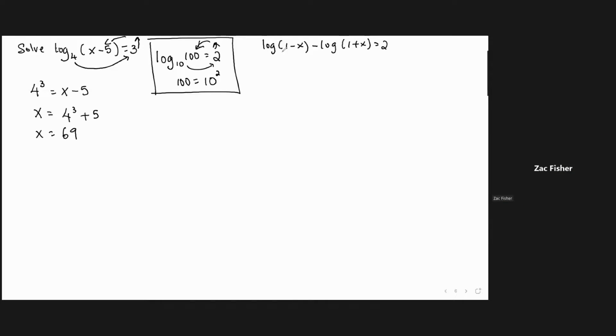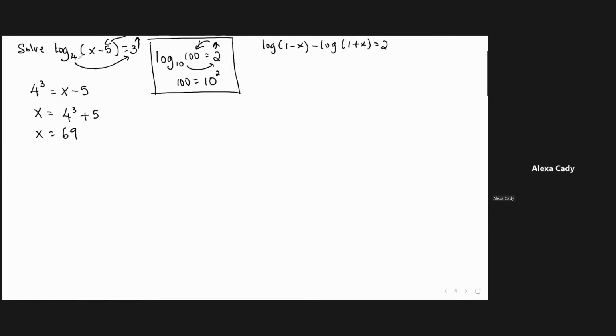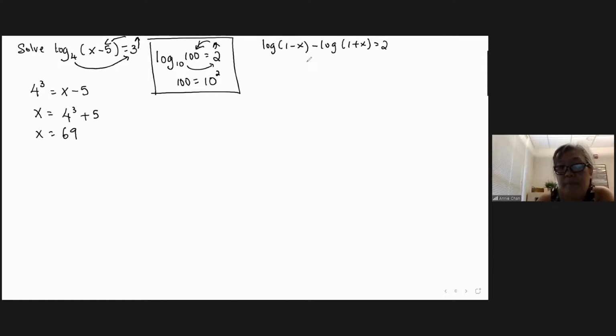Base 10. Yes. If I don't write the base, then it's just base 10. If it is not base 10, I will write the base. This is obviously not base 10 because it's base 4, right? If the base is not there, that means it's base 10. But right now I've got 2 logs.